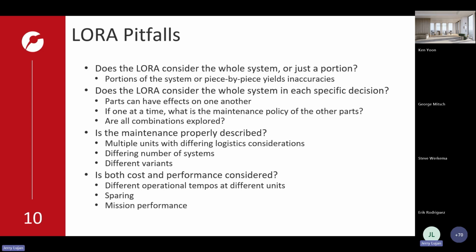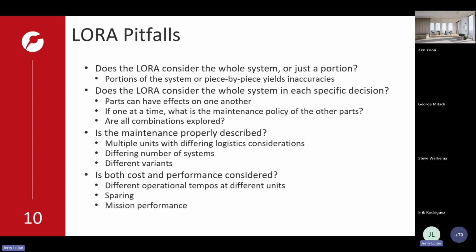Is that maintenance policy properly described? What if we have different units with different locations, different logistics delay times, right? Different shipping times. We have different numbers of systems. We have 20 here and 50 there. I mean, there's a lot of units out there. Take the JLTV, right? Infantry units have them, comm units have them, anti-air defense units have them, and so forth. All these different types, you have differing numbers of JLTVs. They operate at different amounts, right? Some are always on the go, some doing convoys, some are just sitting there, and they pull the radar into place and they shut down, and so on and so forth. There could be differing variants.